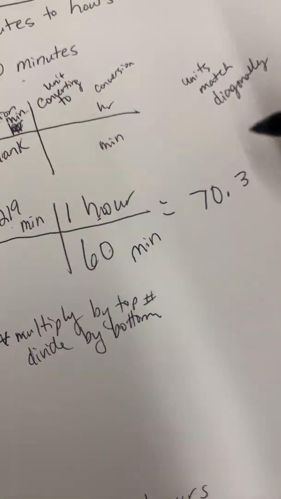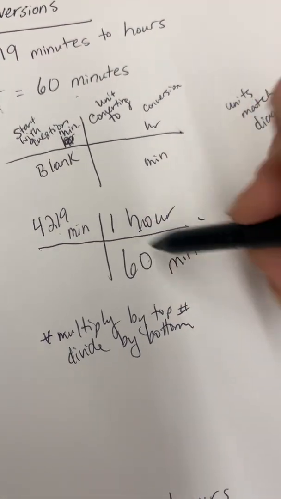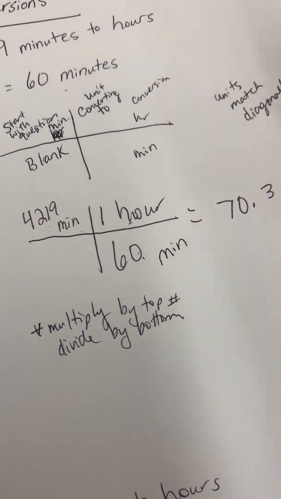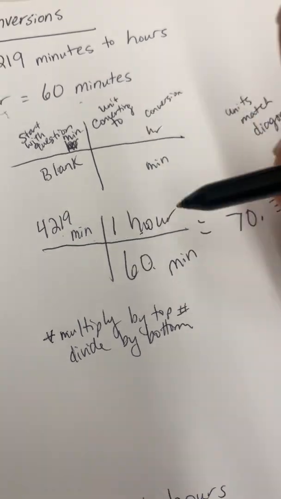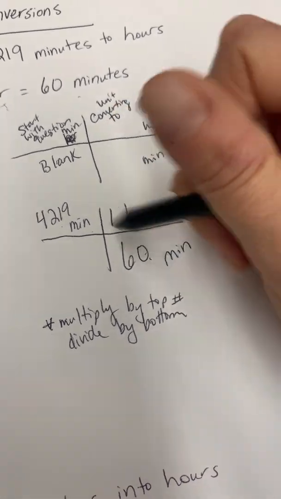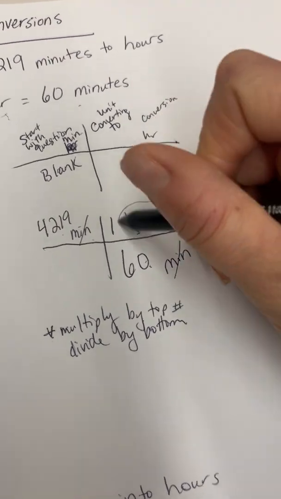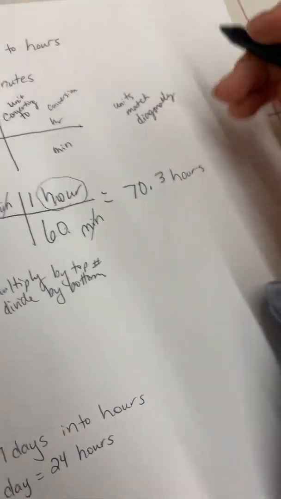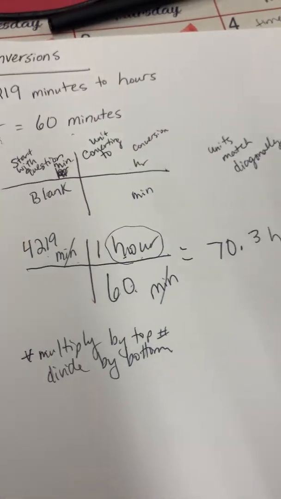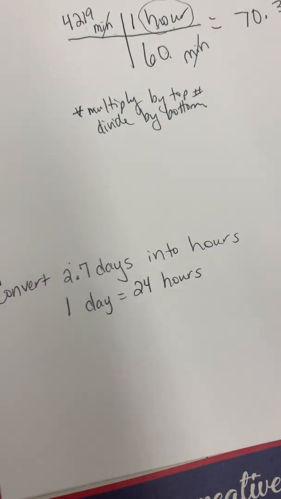And then the last thing that you want to do is put a unit on your answer here. So whenever you set these things up diagonally, they cancel out. Kind of like if you put an x squared over x, some of those x's are going to cancel. If it's diagonal, it cancels. So minutes cancels, minutes cancels. Whatever unit is up here that you're left in is your answer unit. So that means that 4,219 minutes is equal to 70.3 hours, which again, we can do quicker, but this is not to learn time, it's to learn the conversion process.